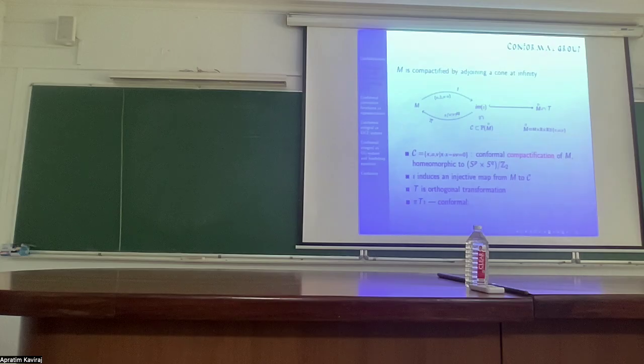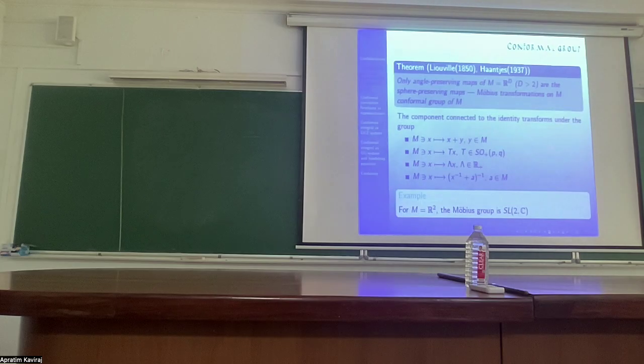There's a theorem, started by Liouville in 1850 and then generalized by Hantjes in 1937, which says that for d greater than 2, the only angle preserving maps of R^d are sphere preserving maps, or Mobius transformations on M. M is R^d. And that's the conformal group of M. That's the only angle preserving group that exists. The component that's connected to the identity transforms under this group.